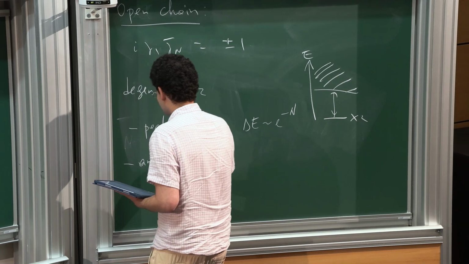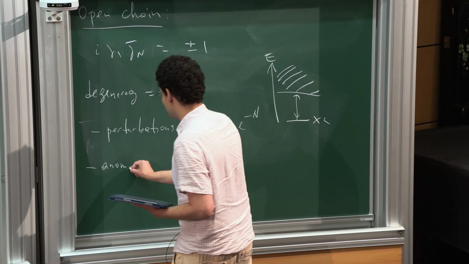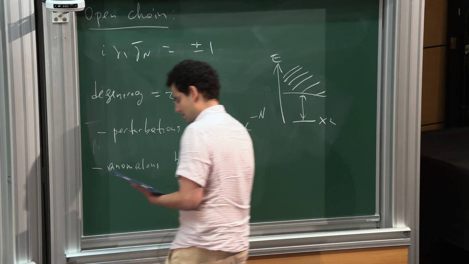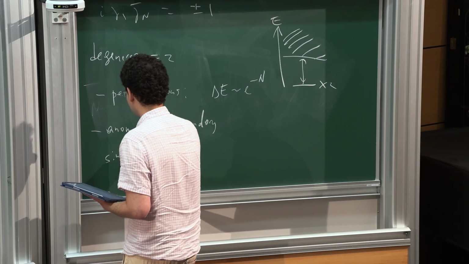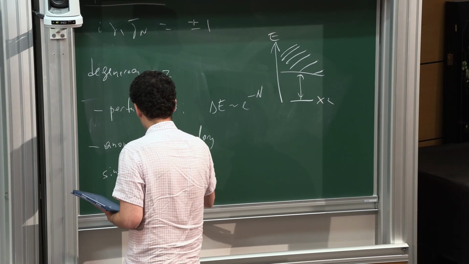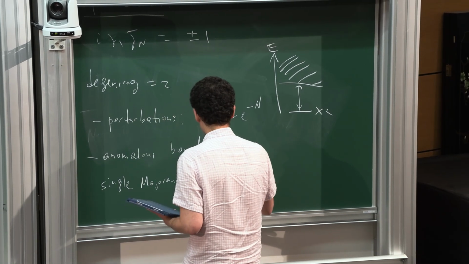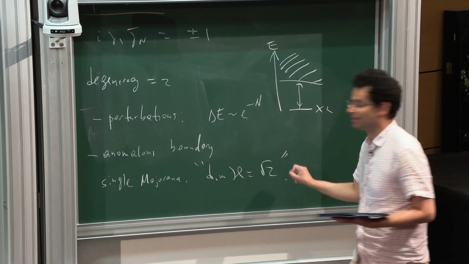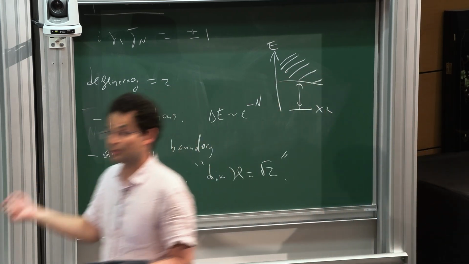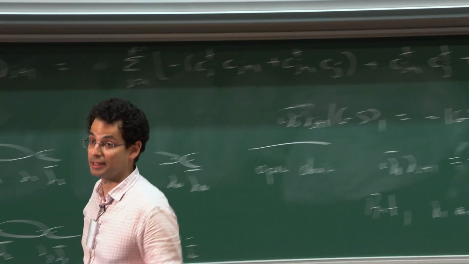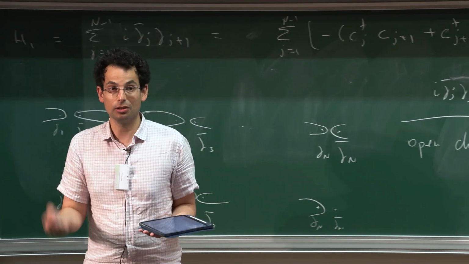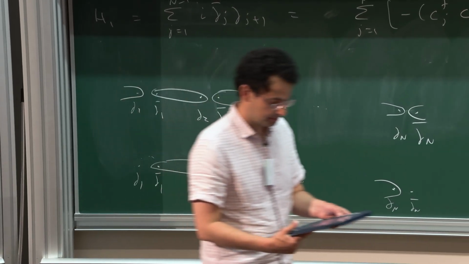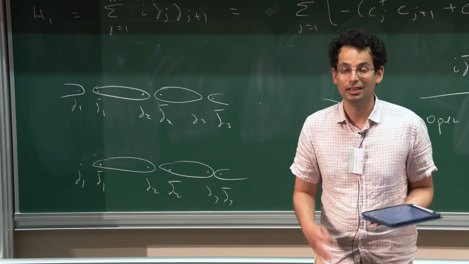And this is, in some sense, the simplest example of an anomaly. Anomalous boundary: single Majorana, dimension of the Hilbert space is square root of 2. Okay, maybe in codes. But the point is that in a 0+1 dimensional system of fermions, the way we've defined the Hilbert spaces and so forth, you cannot have a single Majorana. You always have some number of complex fermion modes. You cannot have a single Majorana like this. So this is in some sense the simplest example of an anomaly.